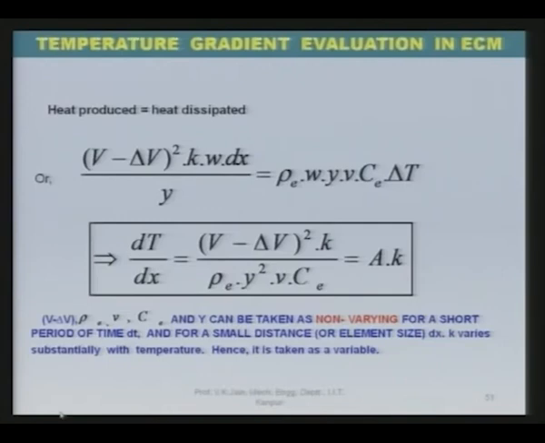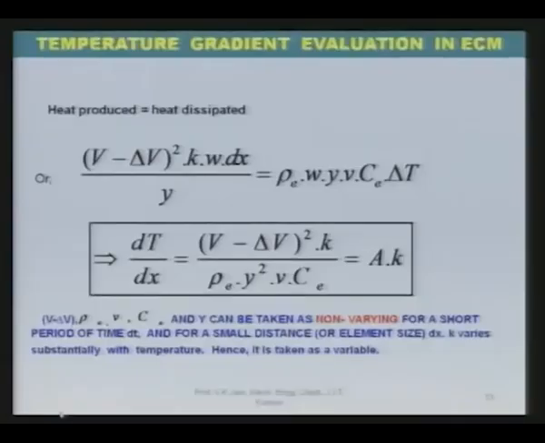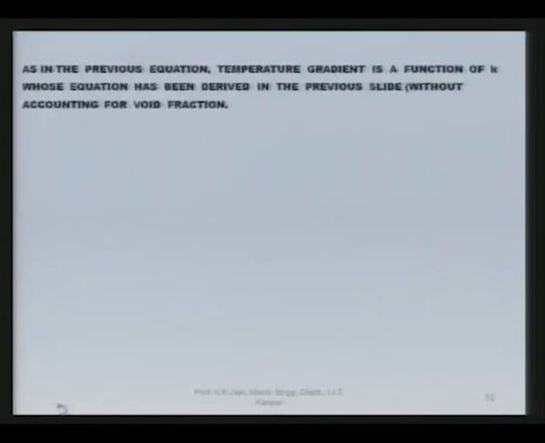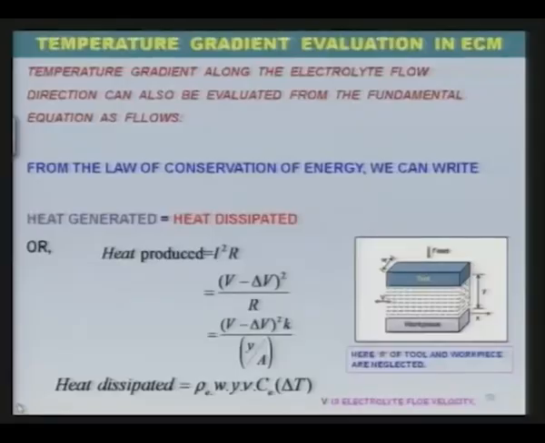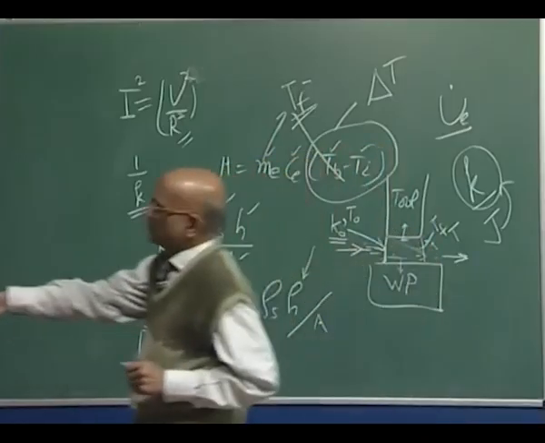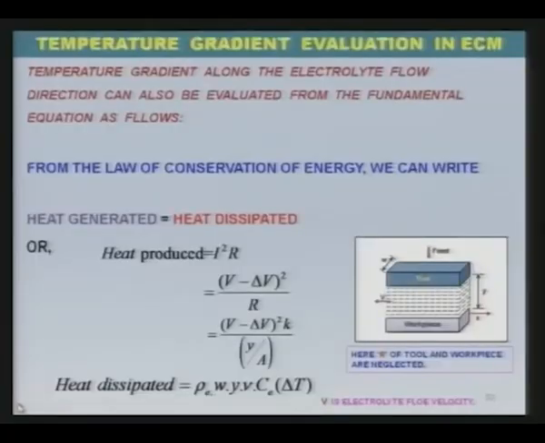That means only K remains as variable, and K is the electrical conductivity of the electrolyte. So, we can write it as A dot K, where A is constant. Now, please do not confuse this A with the cross sectional area. This is not the cross sectional area, it is some constant. So, W and y, with the help of the figure, if you see here, W is shown over there and y is also shown. You can see this is the W and this is the y.